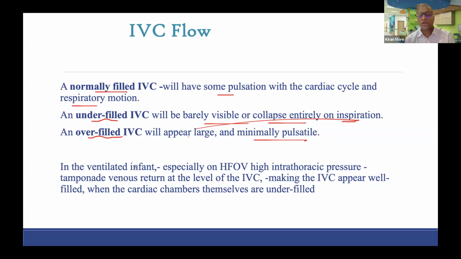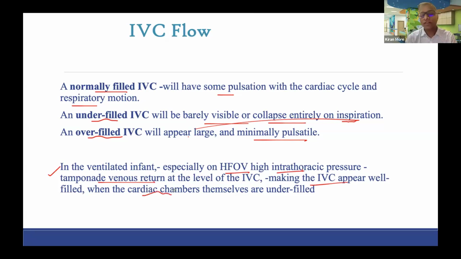That's all. Now, the caveat is, if the baby is ventilated, especially on high frequency, they will have a high intrathoracic pressure and tamponade to the venous return, and that may make the IVC appear very overfilled.